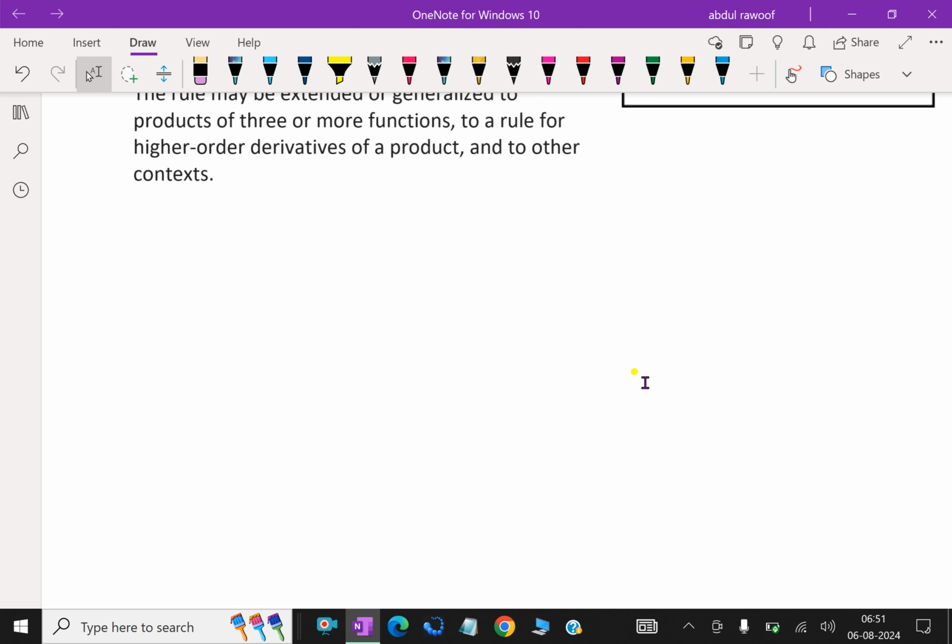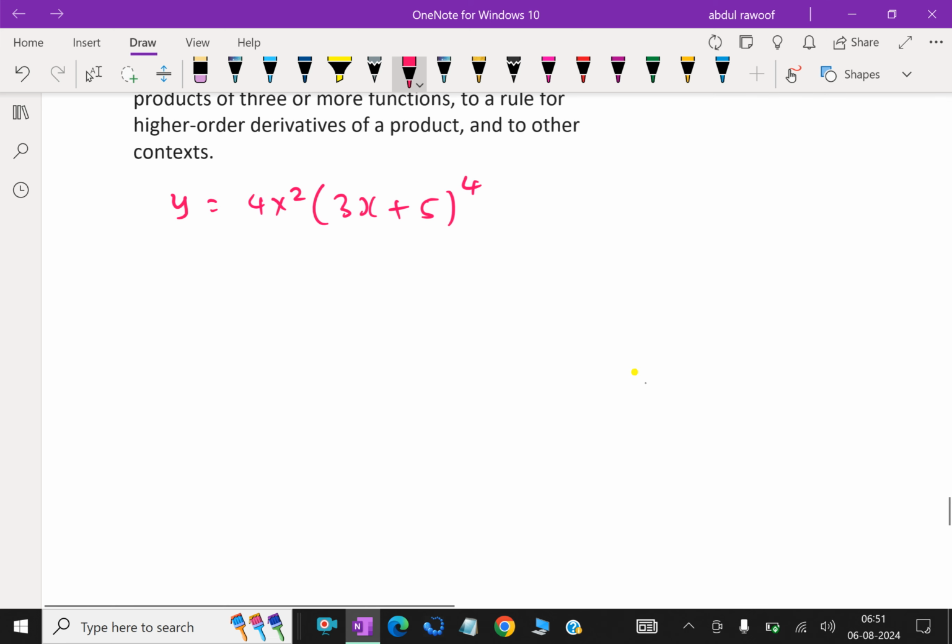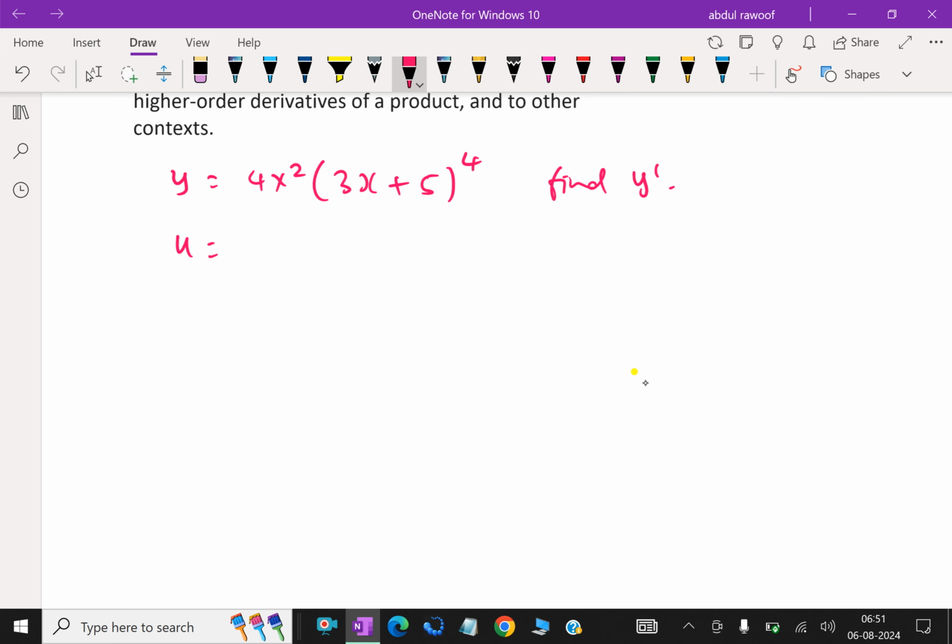Take one example. y equals 4x squared into (3x plus 5) whole power 4. Here we have to find y dash, the derivative of y. Let u, the first function, be 4x squared. Then v, the second function, is (3x plus 5) power 4.